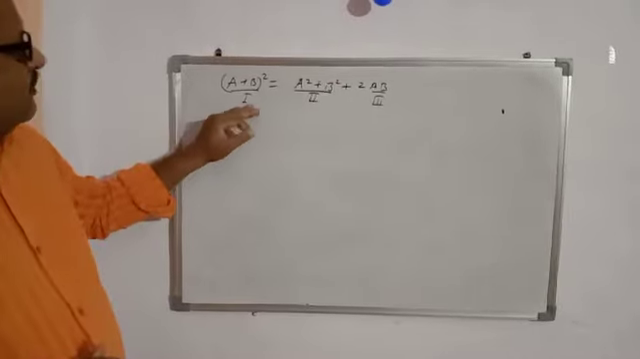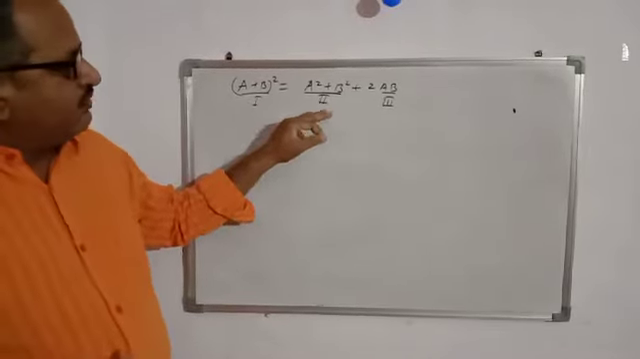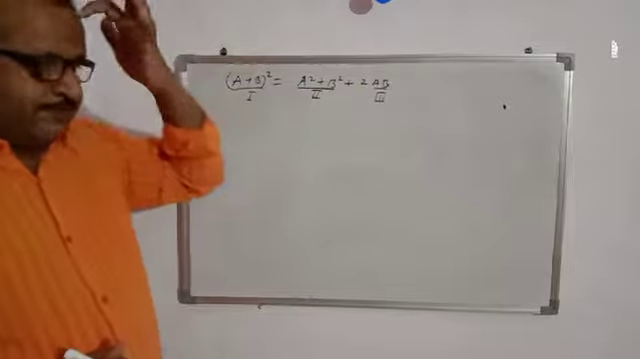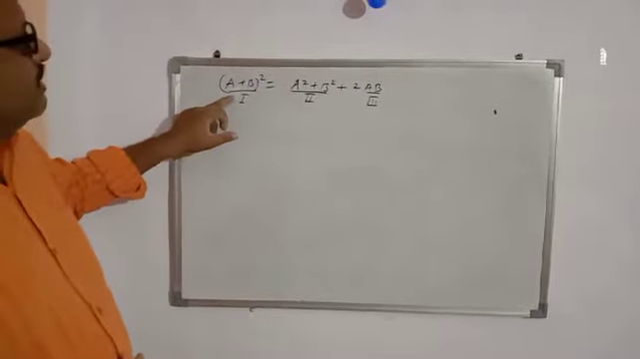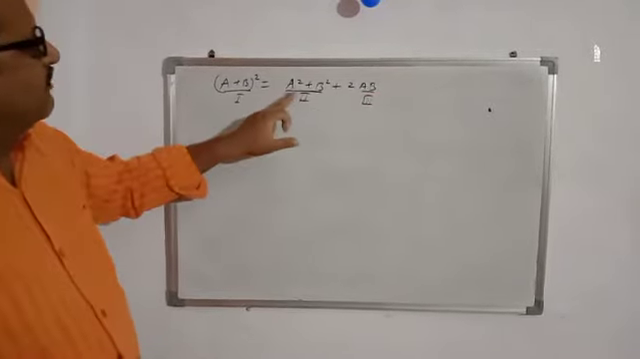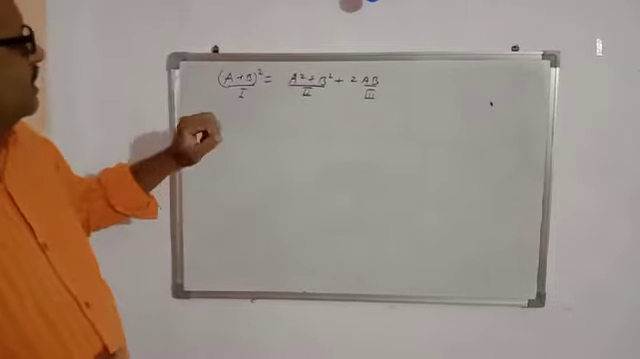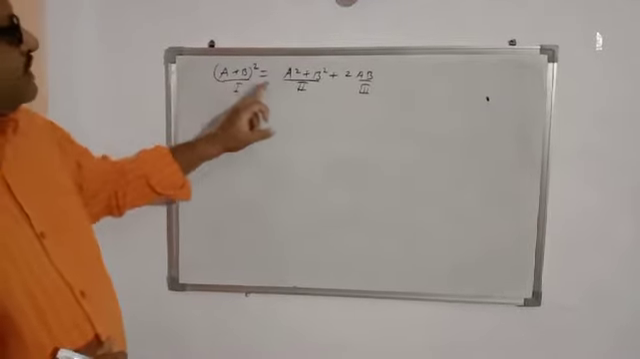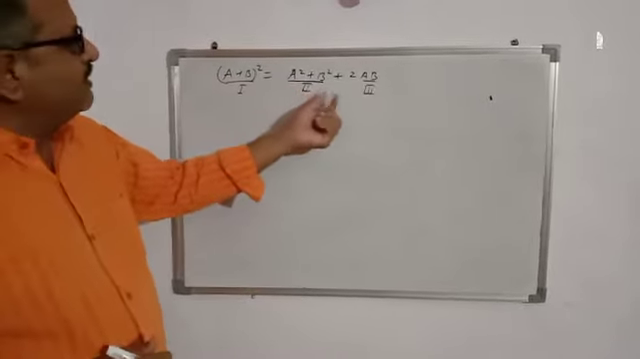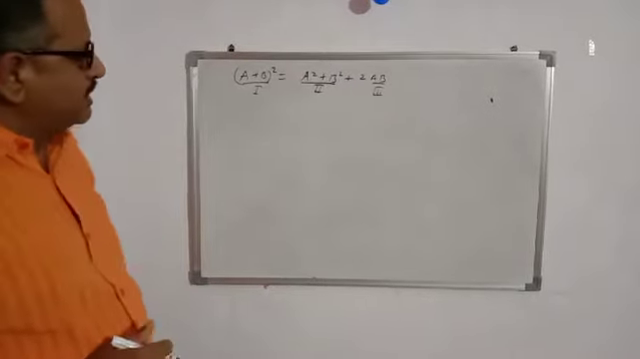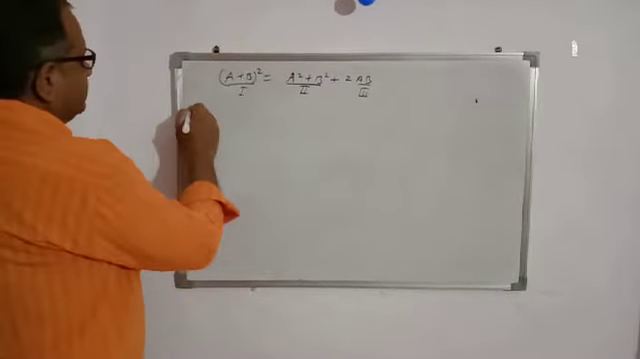If the values of any two parts are given, we can find the value of the third one. Suppose a plus b is given, ab is given, we can find this one, a square plus b square. If a plus b is given, a square plus b square, the second part, is given, we can find the third one, ab. So see one example.